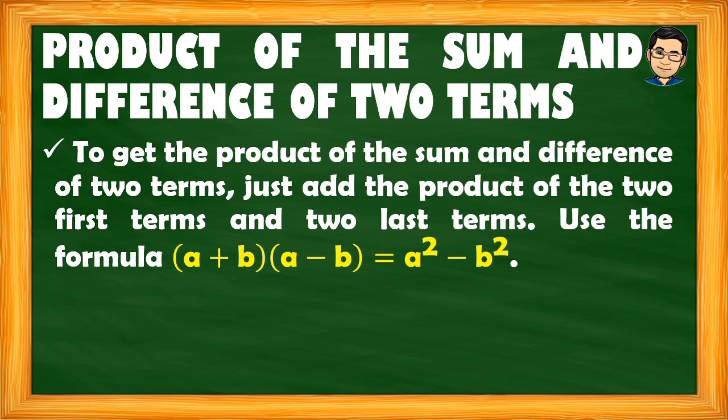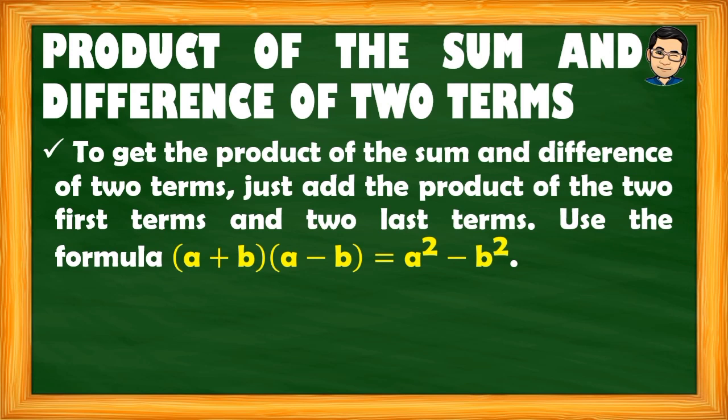So yung sum and difference po na yan, so kung mapapansin nyo yung formula, pareho po yung mga terms and then nagkakaiba lang po sa operation. So ganyan po yung product of the sum and difference of two terms. So you can see, nag-iiba lang yung operation nila. So yung first binomial natin, plus po siya. So a plus b. Yung pangalawa naman, a minus b.